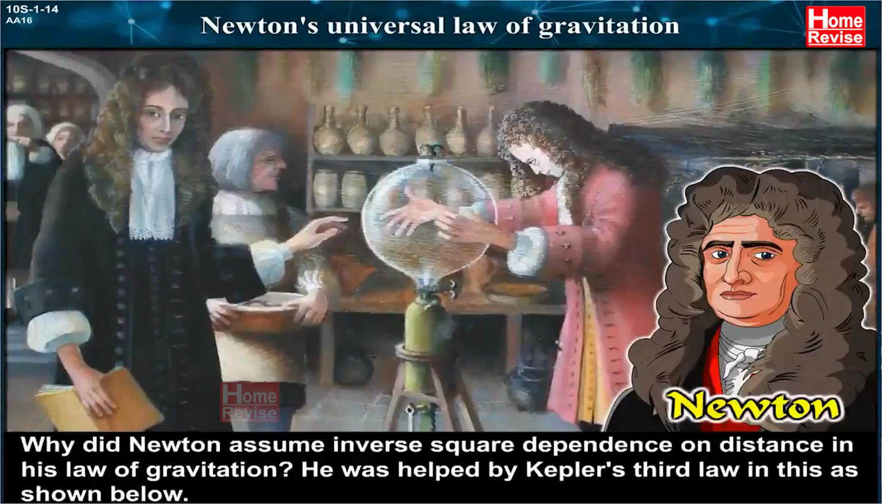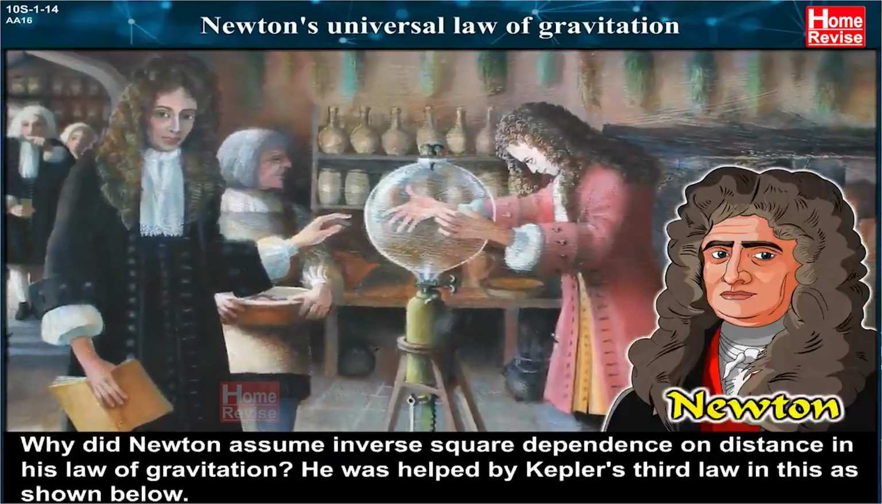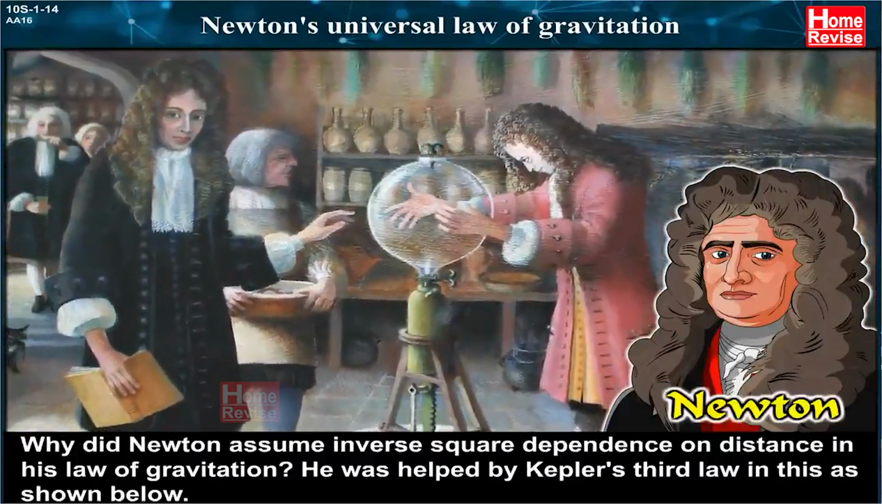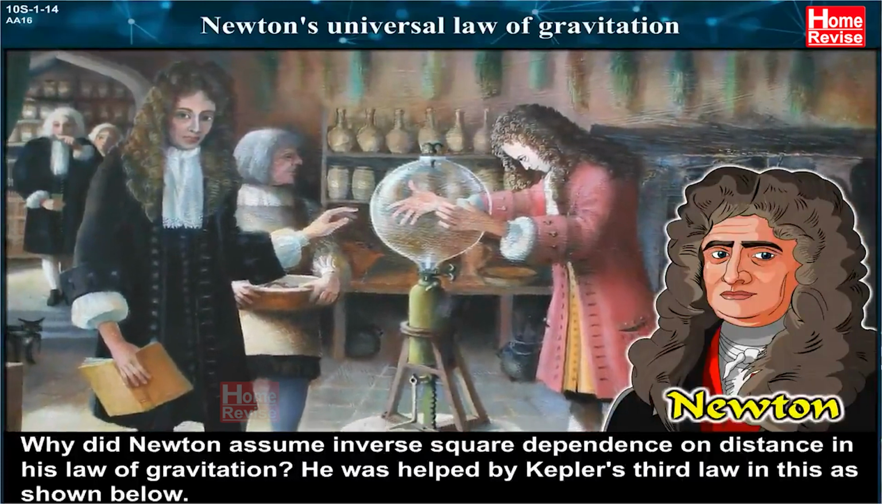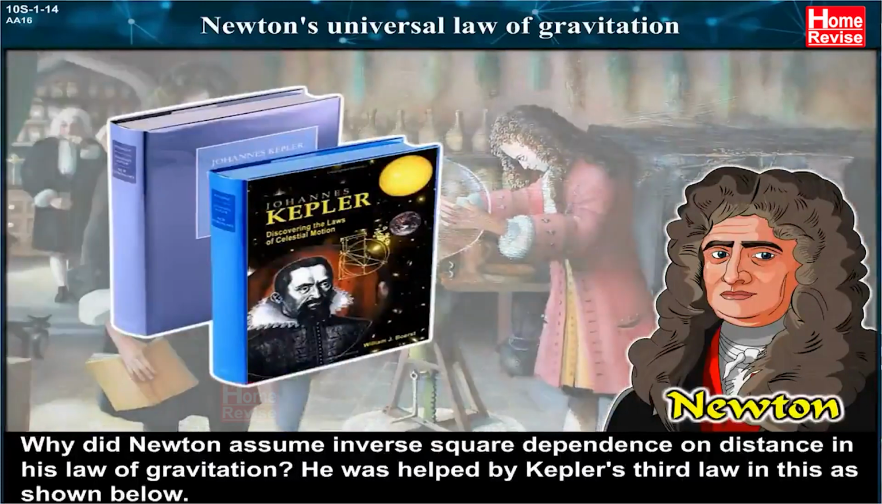Why did Newton assume inverse square dependence on distance in his law of gravitation? He was helped by Kepler's third law in this, as shown below. Let's have a look.